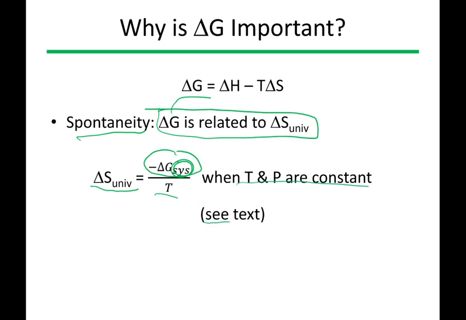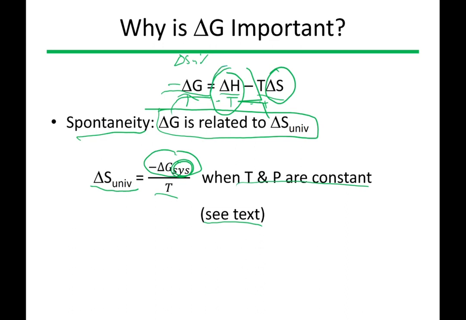The details of this are in the textbook, but one way to think about this is if you made this look like the delta S of the universe, then it would be dividing everything else by minus T. You'll notice these will cancel out, and so we're left with the enthalpy of the system divided by the temperature is the entropy of the system.